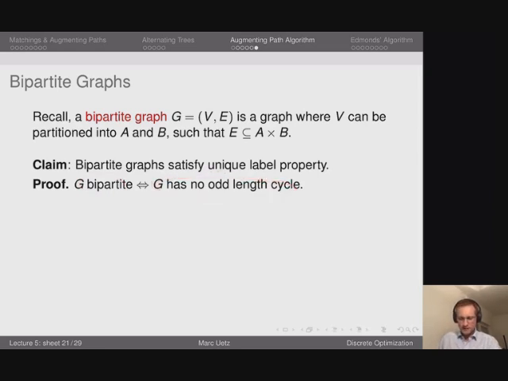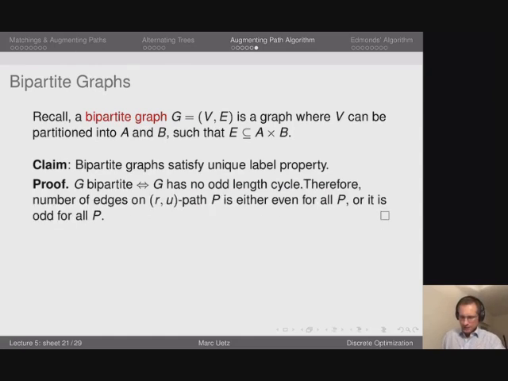But what has this to do with the unique label property? Well, as a matter of fact, the non-existence of odd length cycles will imply that the unique label property must be fulfilled. And why is that? Well, the number of edges on any path P from the root vertex R to U, so on any R-U path, must be either even for all such paths, or it must be odd for all such paths.